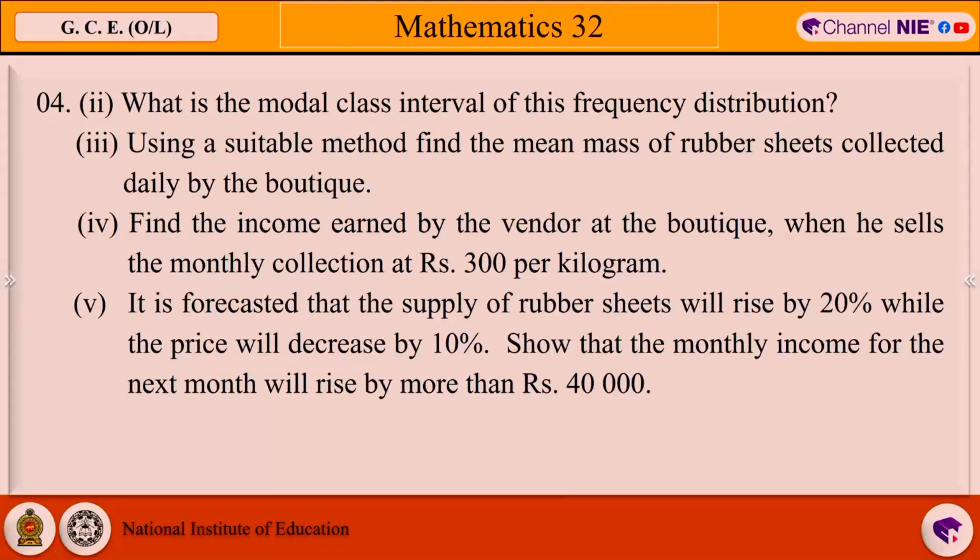And in the last part, it says it is forecasted that the supply of rubber sheets will rise by 20% while the price will decrease by 10%. Show that the monthly income for the next month, or the following month, will rise by more than 40,000 rupees. We will see how to answer these questions one by one.